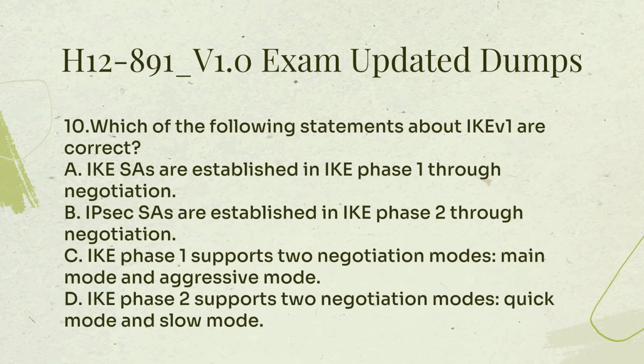10. Which of the following statements about IKE V1 are correct? A. IKE SAs are established in IKE Phase 1 through negotiation. B. IPsec SAs are established in IKE Phase 2 through negotiation. C. IKE Phase 1 supports two negotiation modes, main mode and aggressive mode. D. IKE Phase 2 supports two negotiation modes, quick mode and slow mode.